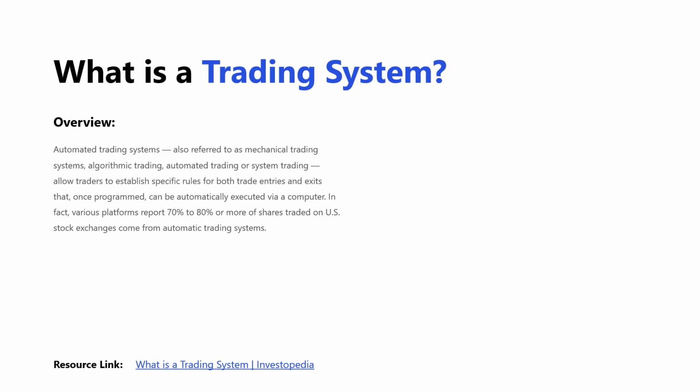So automated trading systems, also referred to as mechanical trading systems, algorithmic trading, automating trading, or system trading, allow traders to establish specific rules for both trade entries and exits that, once programmed, can be automatically executed via computer. In fact, various platforms report 70% to 80% or more of shares traded on US stock exchanges come from automatic trading systems. This came from Investopedia.